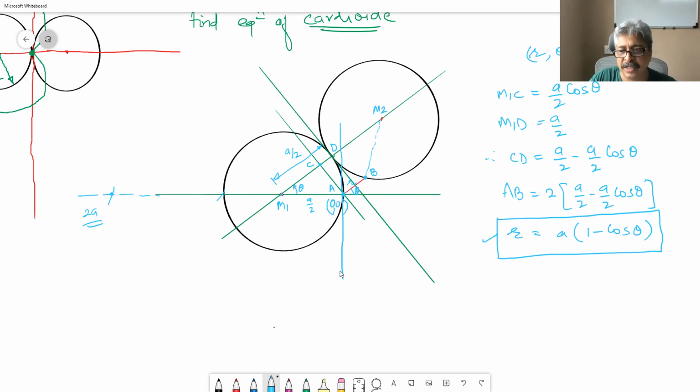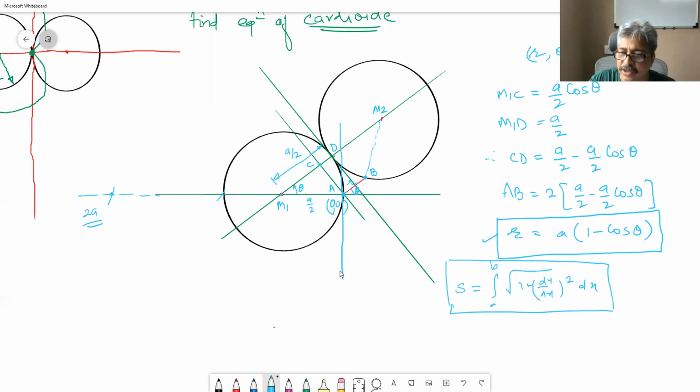This equation is correct. The only problem is that the equation is in R theta. However, our curve length is the integral from a to b of the square root of 1 plus dy by dx, squared, dx. So there are two things you are supposed to do: convert this equation, which is Cartesian x comma y, to R theta, and then use this equation of the cardioid to find the length of the curve. This is doable, so you should do it.